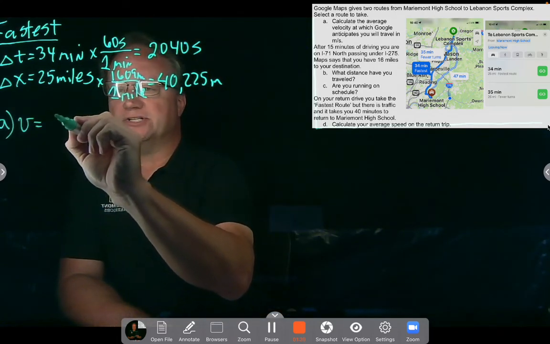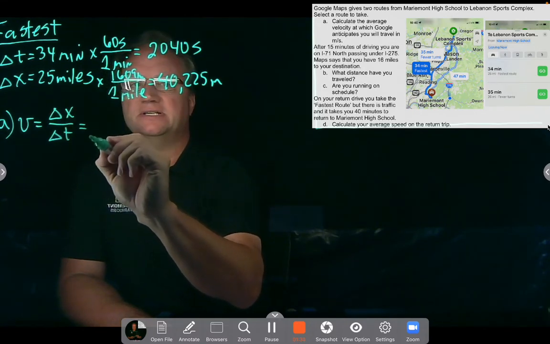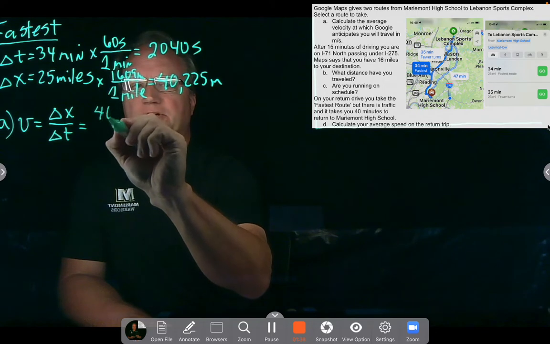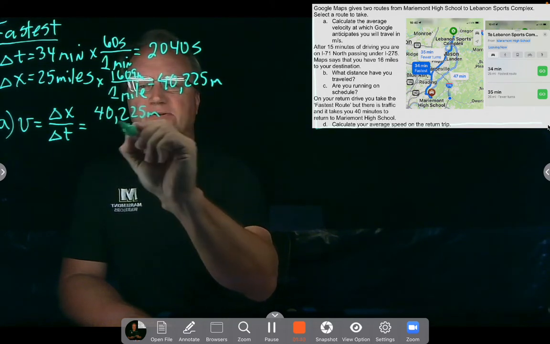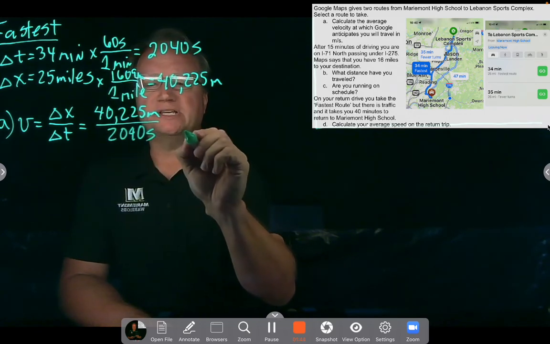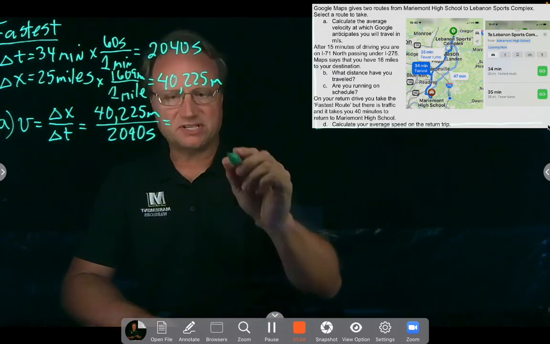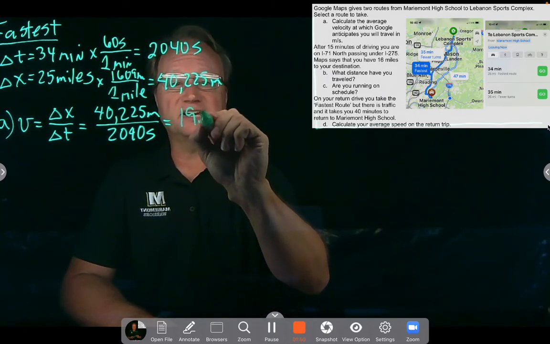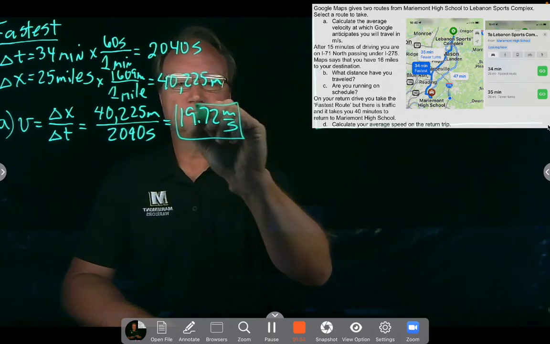So we want the average velocity on part A. Writing out the equation, V is equal to delta X over delta T. So my delta X value I'm going to replace with the 40,225 meters. The delta T, the 2040 seconds. So dividing those two, that gives us an average velocity of 19.72 meters per second.